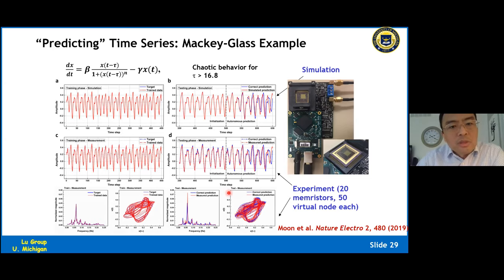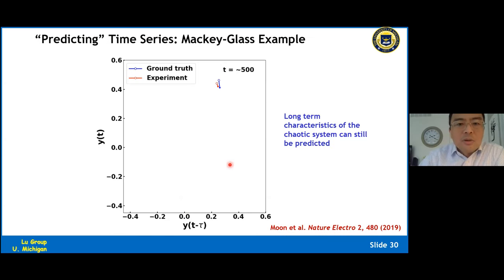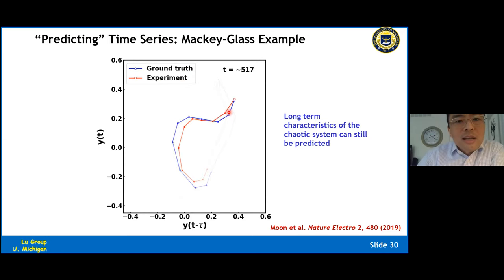I'm not going into the details here, but this is an interesting plot. Here we plot the phase plot of the chaotic system, okay? We plot the ground truth, which we don't know in practice, but obviously in experiment we do know it, we are just not using it. So we can compare it with the long-term predicted results. What you can see is that the experimental system predicts this chaotic system very well.